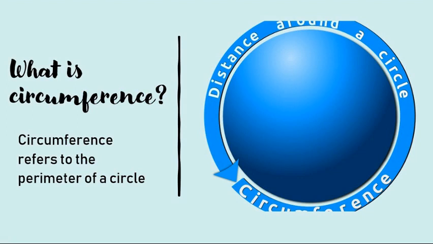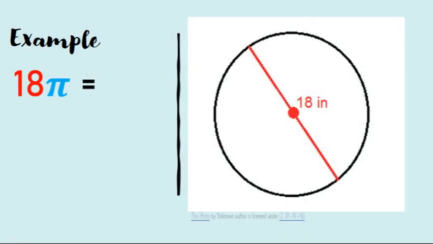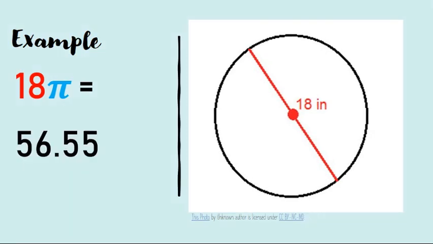Alright, so what is circumference? Circumference refers to the perimeter of the circle. The formula for this is pi d or 2 pi r, where d is diameter and r is radius. For example, the diameter seen here is 18, so you would do 18 pi to get 56.55. That's all.